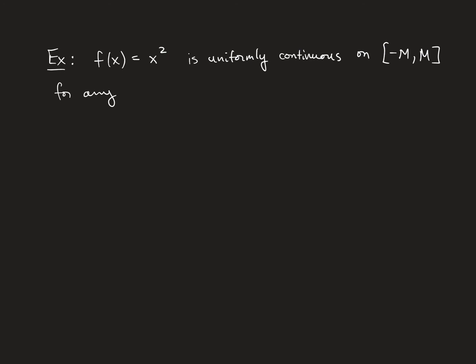All right, so let's look at a bunch of examples to make sure that this definition is clear and it's clear how to work with it. Let's look at f of x equals x squared. I claim this is uniformly continuous on the interval negative m to m for any m greater than 0.